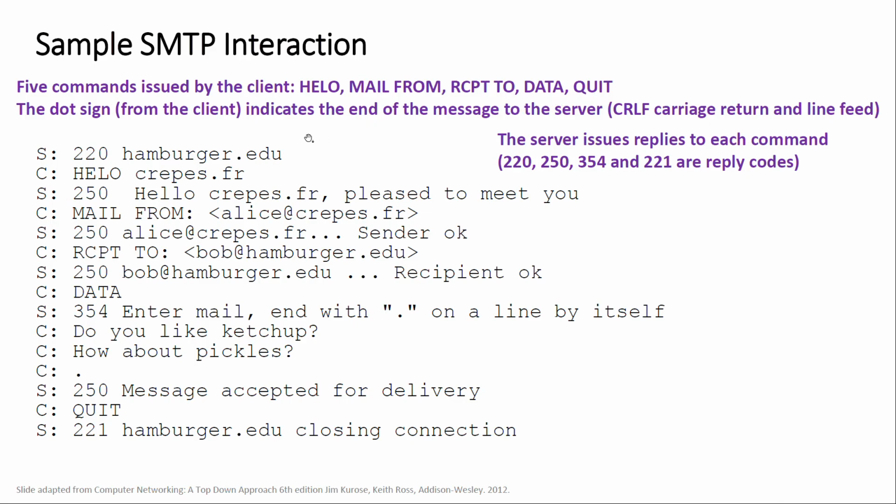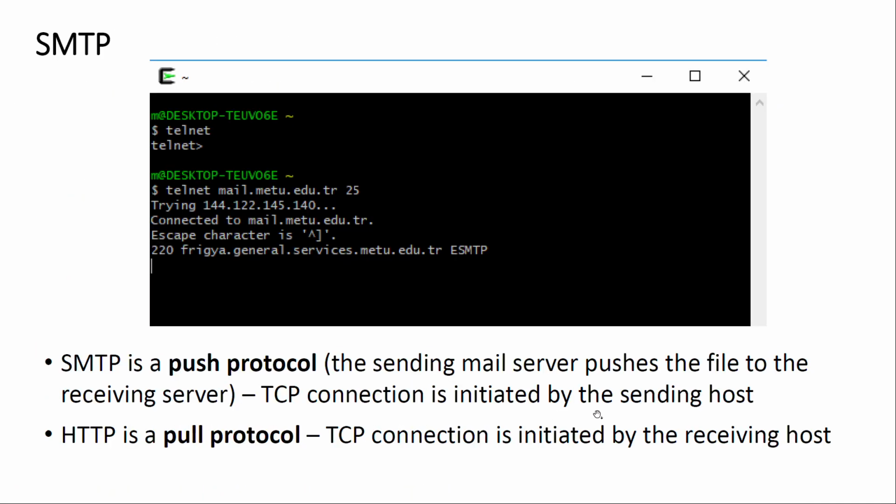The dot sign from the client indicates the end of the message to the server. This is a carriage return and line feed. The server issues replies to each command like 220, 250, and so on. As you can see, there is a handshake here, and then the data is sent, and the dot denotes that the message ends here. Then the closure happens. It is really simple, and you can use Telnet to send an email like shown here.